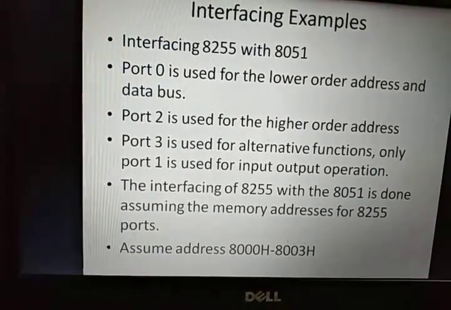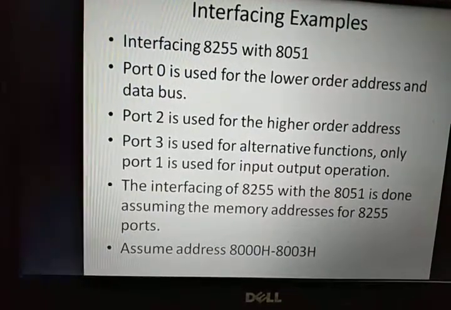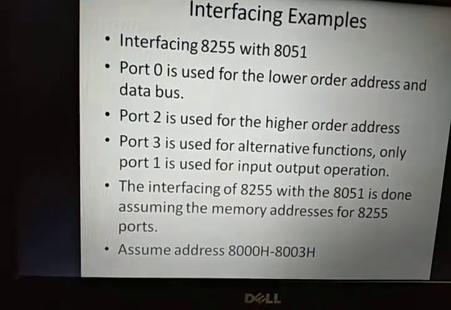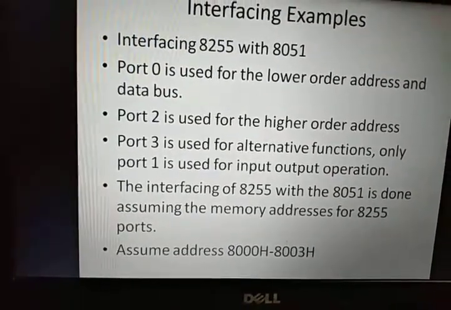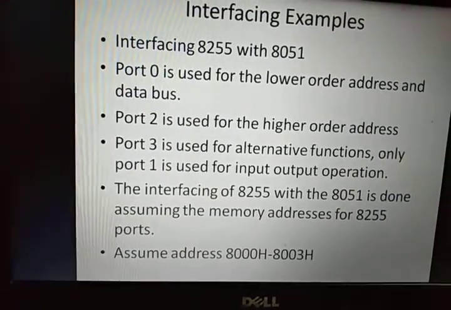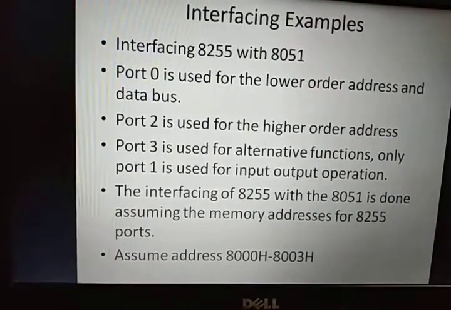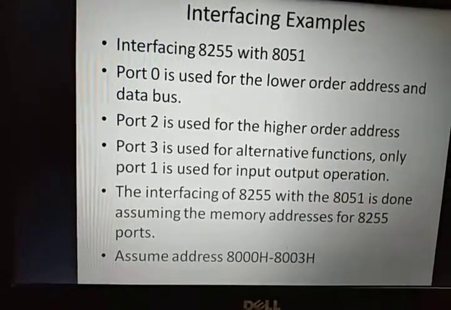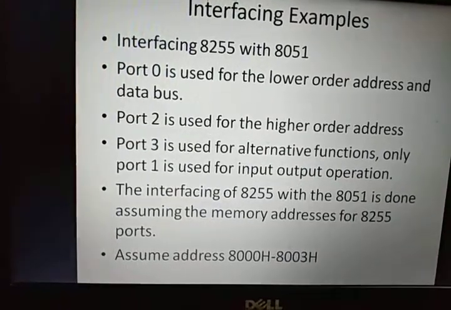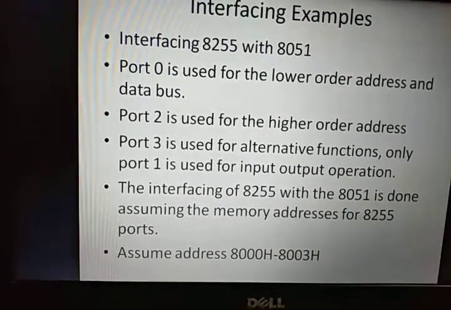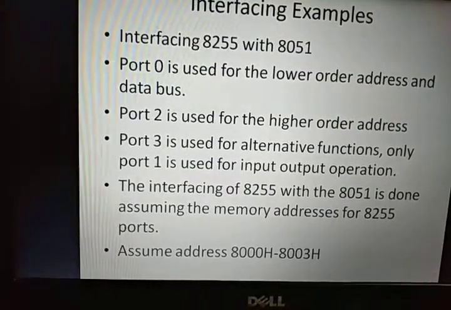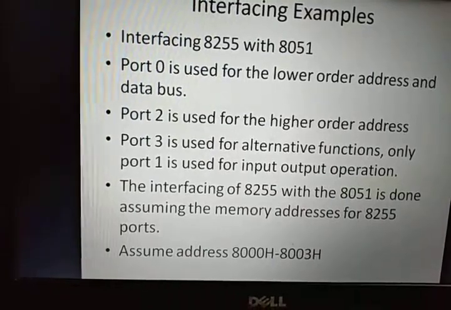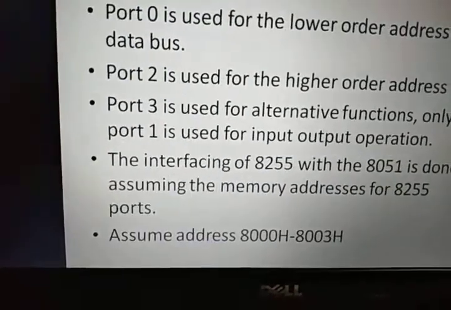Already we know that 8255 is the programmable peripheral interface, and it is provided with three ports: port A, port B and port C. When interfacing 8051 with input output devices via the 8255 ports, port 0 in 8051 is used to carry the low order 8 bits of address or the data bus, and port 2 is used for carrying the high order address. Port 3 has alternative functions such as receiving interrupts. So only port 1 is used for input and output operations.